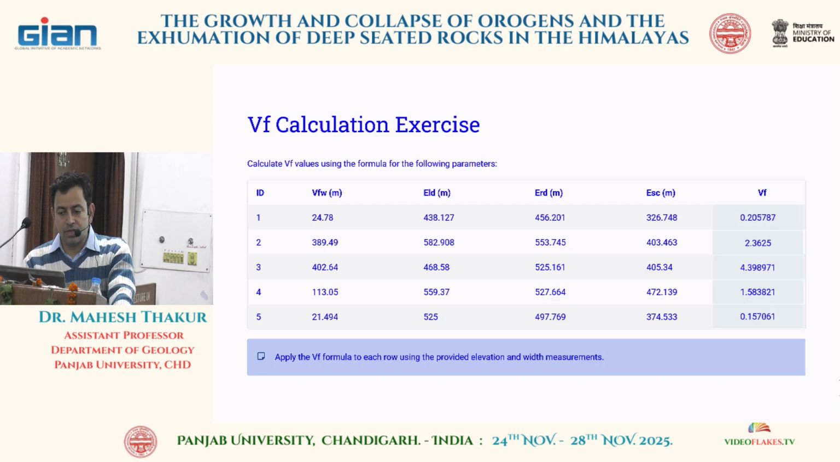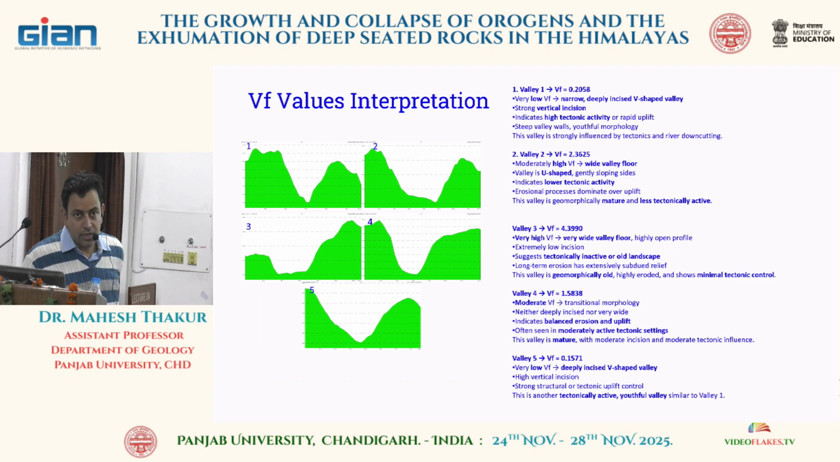So these were the numbers which were given to you. And these are the answers: 0.2, 2.3, 4.3, 1.5, 0.15. So these are the interpretations. Valley 1, yes, V-shaped. Valley 2 is again a little bit moderate. Third is totally U-shaped. Second is a little bit U-shaped, yes. Fourth and fifth again transitional morphology. Fifth is again a deeply incised V-shaped valley.